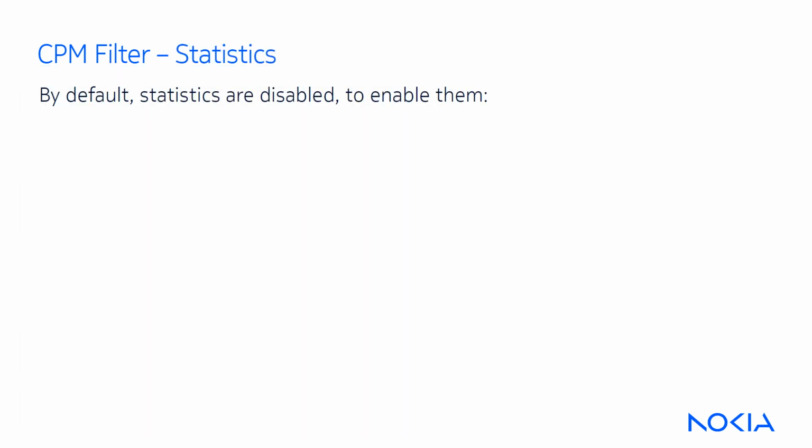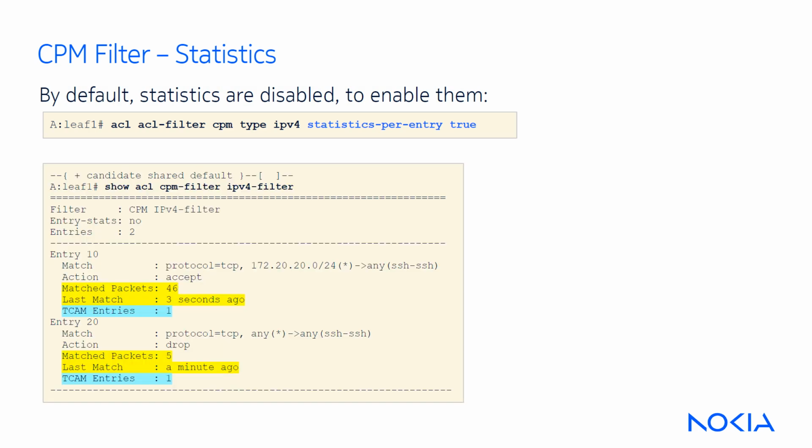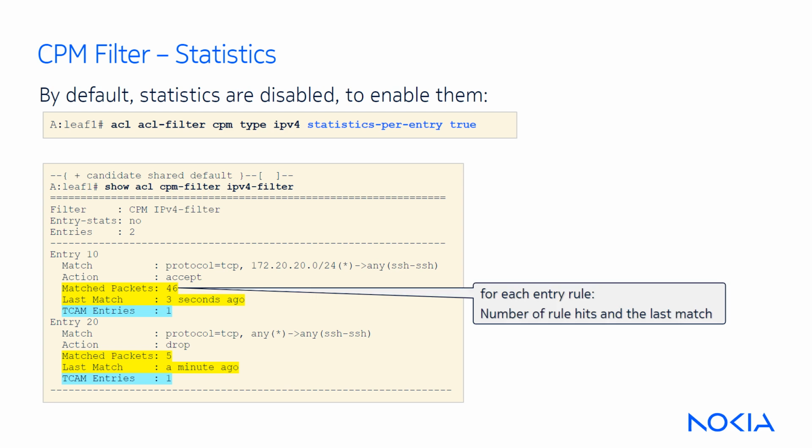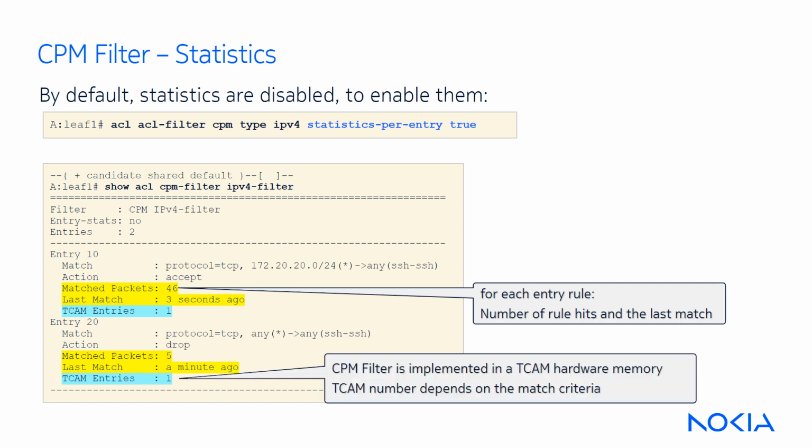Statistics can be enabled by setting statistics per entry to true. Once enabled, we can get the number of hits for each CPM filter entry as well as the last match time. The show command also displays the number of TCAM entries. CPM filters are implemented in hardware in a dedicated memory chip called TCAM. TCAM stands for Ternary Content Addressable Memory, which is present on every line card. TCAM entries are limited, so it's important to track how many are required for each CPM filter.